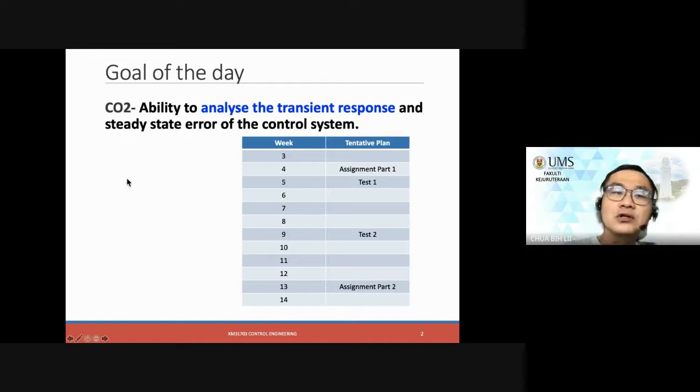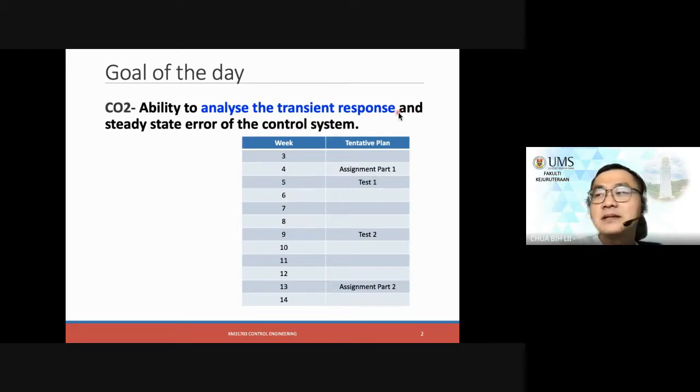So the goal of this chapter would be to analyze the transient response of the system, before we proceed to another chapter to cater for the steady state error itself. So our main part would be to analyze the transient response.